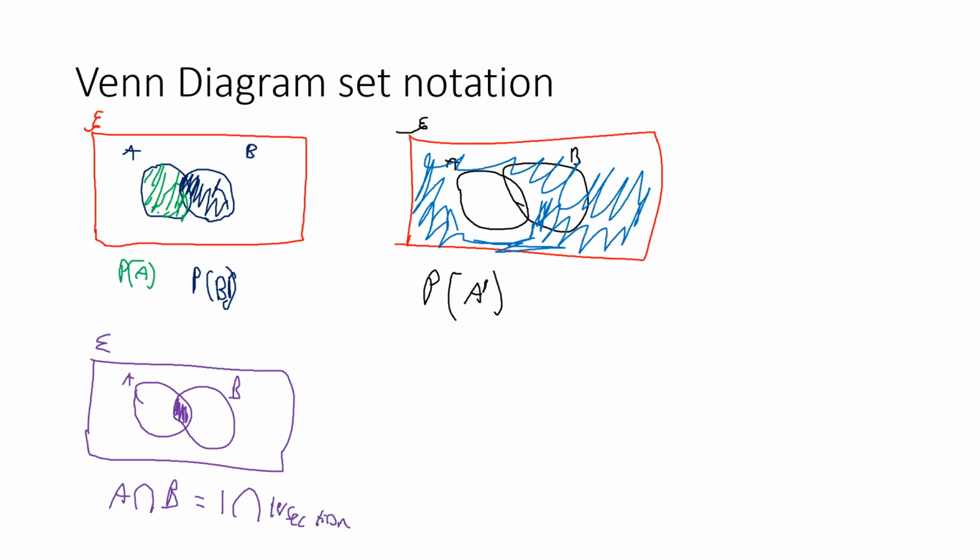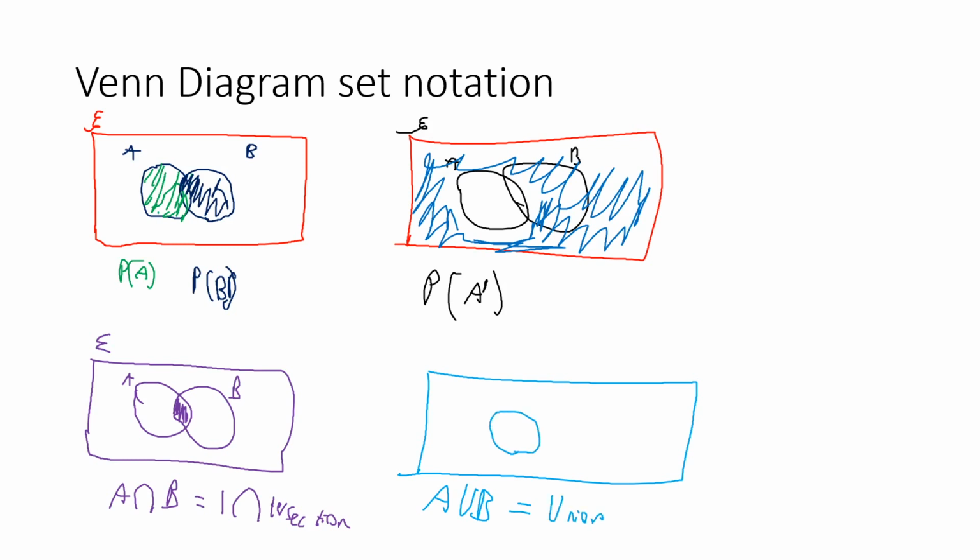And the other one, which people ask about and forget, is A union B. Which is just everything in the Venn diagram. If this is A and B, and then this is Cauchy, then A union B is everything in the Venn diagram. Okay?